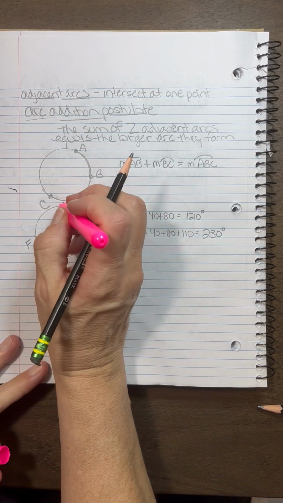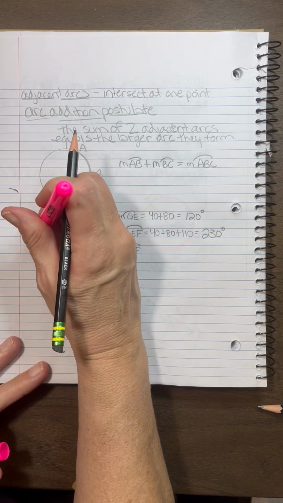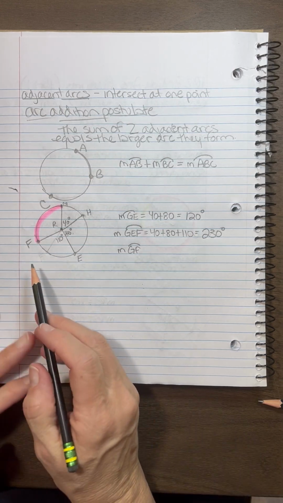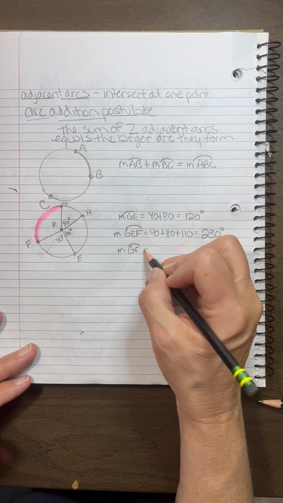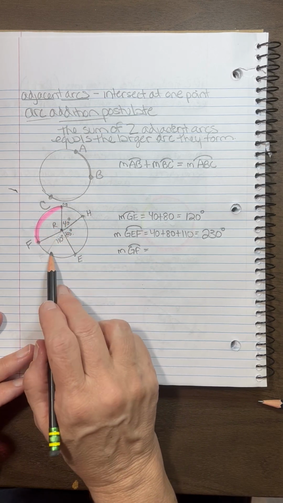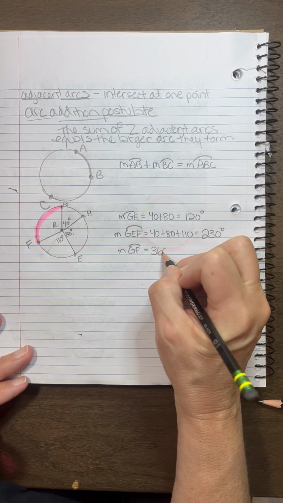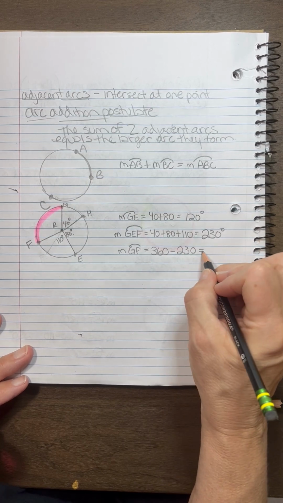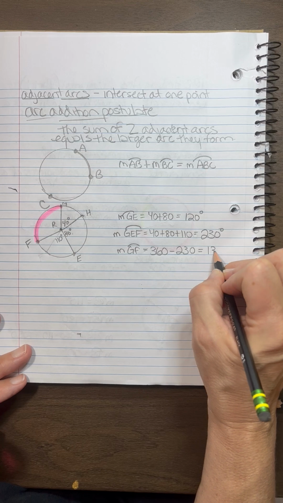Well, that's going to be right here, right? It didn't have three letters, so it's got to be a minor arc. And we don't know anything about this angle right here, but we know the rest of them. So we can do 360 minus the rest of them, which we just figured out was 230. So that's going to be 130 degrees.